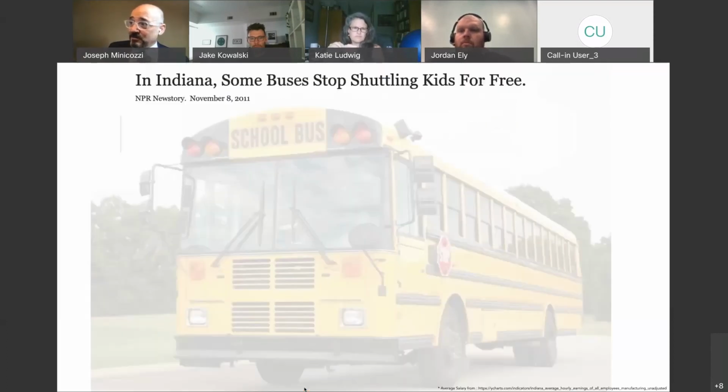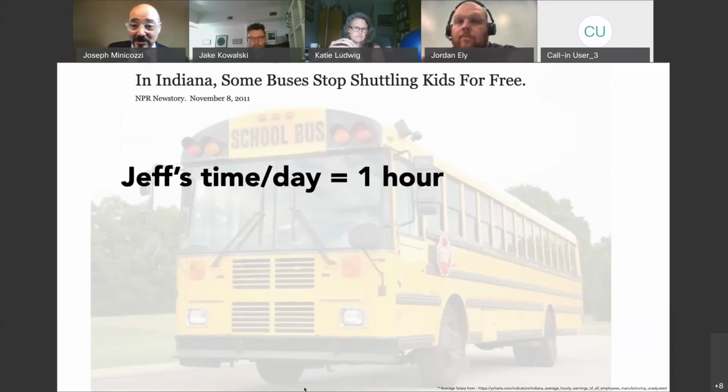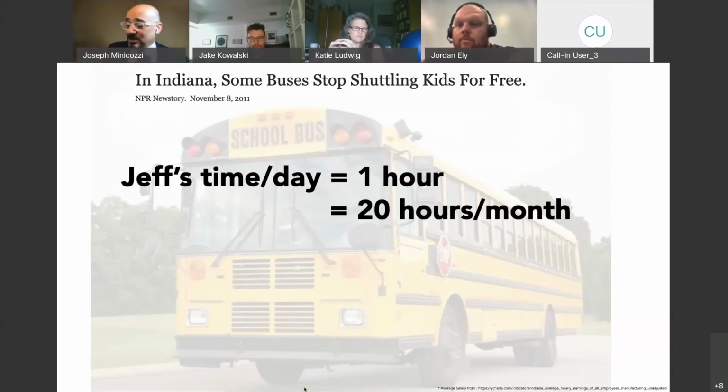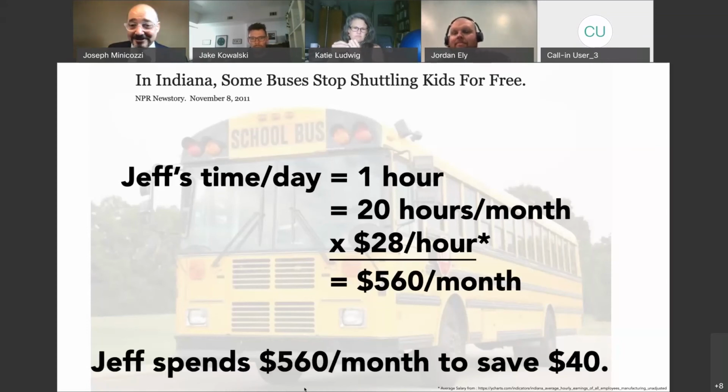Here it is. Jeff spends 30 minutes each way to drop his kid off, so his time per day is an hour, right? So let's multiply that times 20. In Indiana, the average value of time on somebody's salary is about $28 an hour, right? So if you're spending 20 hours a month, at $28 an hour, that means it costs Jeff $560 a month to waste dropping his kid off just to save $40. Does that make any mathematical sense to you? No.